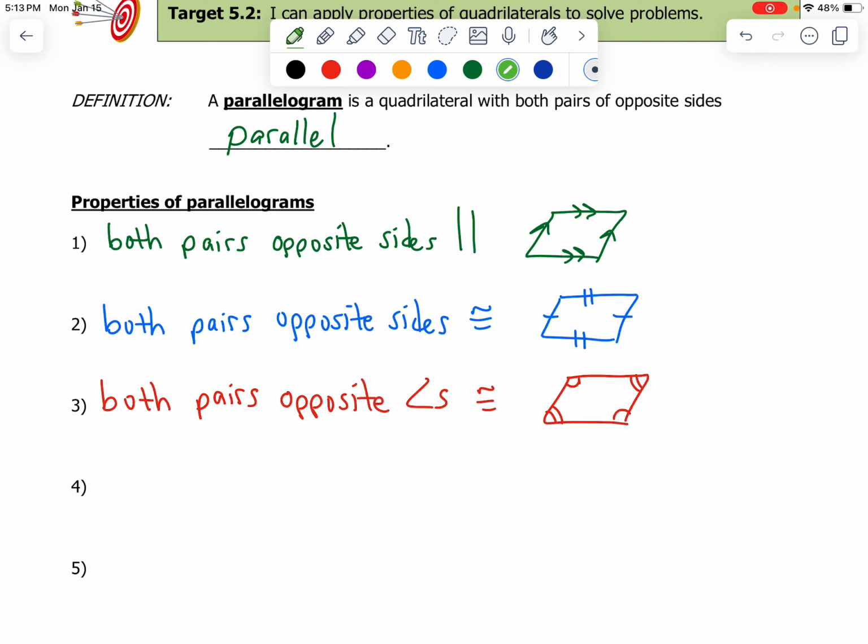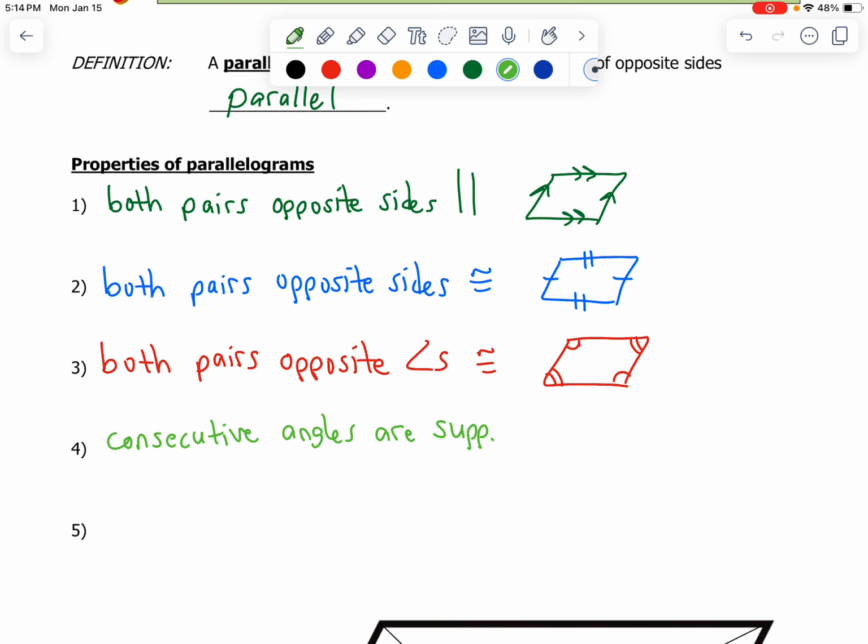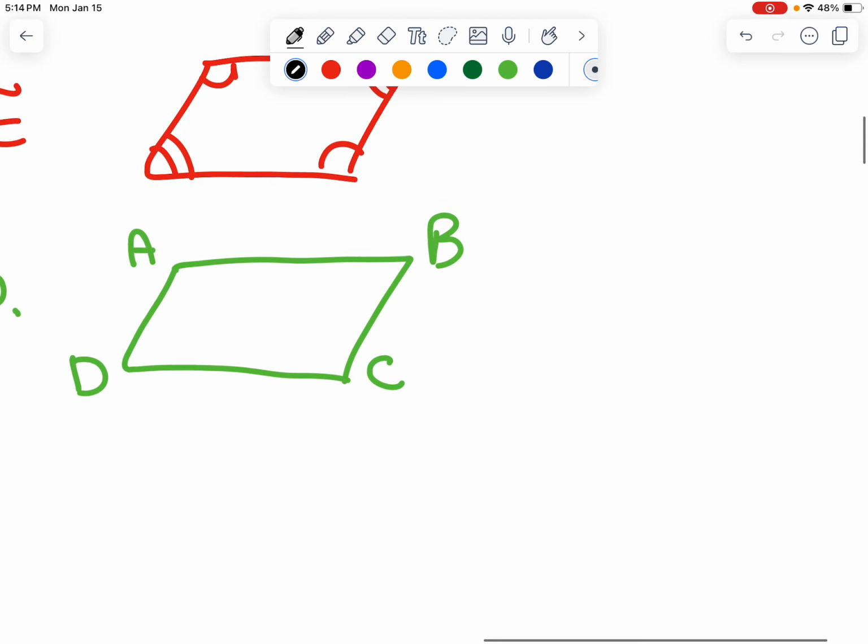Next property, consecutive. Remember, consecutive means next to each other. Consecutive angles are supplementary, which means they add up to 180. We don't have tick marks for supplementary, so we're going to do this a different way. We're just going to give ourselves a reminder. I'm going to zoom in so we can see it better.